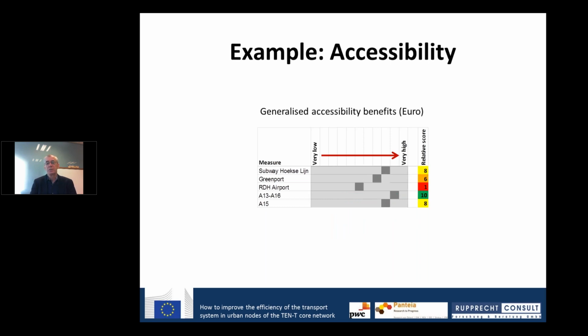For accessibility, we did the same. So we looked at accessibility, and we scored the different projects from very low to very high on accessibility. And as can be seen, the A13, A16 scores quite high. It's a connection between two motorways that fills a gap, and that's why it scores 10 points, while the Rotterdam-The Hague airport scores least. Again, if there is information on the benefits of accessibility, then you could fill them in as well.